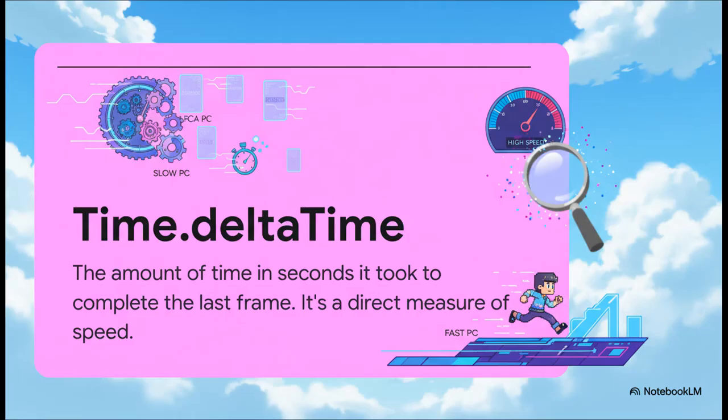Okay, so what exactly is this magic variable? Time.deltaTime is just a tiny little decimal number that Unity calculates for us automatically every single frame. It literally represents the exact amount of time, in seconds, that it took to draw the last frame. So on a fast computer where frames are finished in a flash, this number will be really small, something like 0.01. But on a slow computer where each frame takes longer to draw, the number will be bigger, like 0.1. It's a perfect, real-time measurement of how fast our game is running.